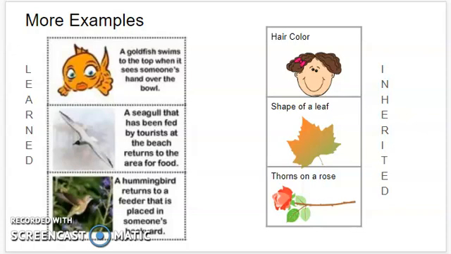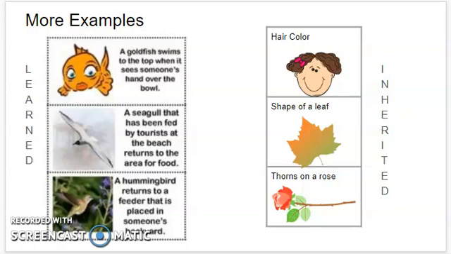The other side has inherited traits. So your natural hair color, not the color you dye it, but your natural hair color, is an inherited trait. That is what you are born with. We already talked about the shape of a leaf. And then I included another plant example because plants are a little less obvious. Roses have thorns. When the rose bush sprouts, I should say, they're going to have thorns, and those are meant for protection.